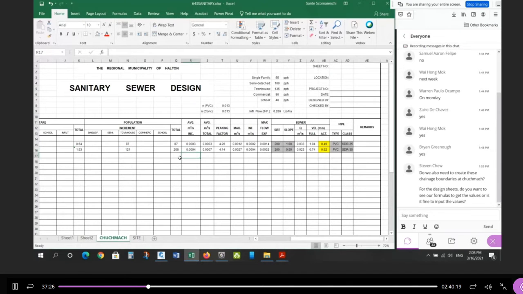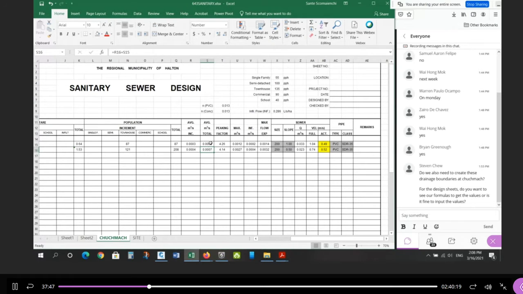Oh, sorry, this is based on the 121. Sorry, it's based on the 121 N16. So it's based on just this population. This is the flow in this pipe, and this is the flow in the next pipe. In the next column, we start to accumulate it. So now we take the previous flow plus the current flow gives you the total flow.